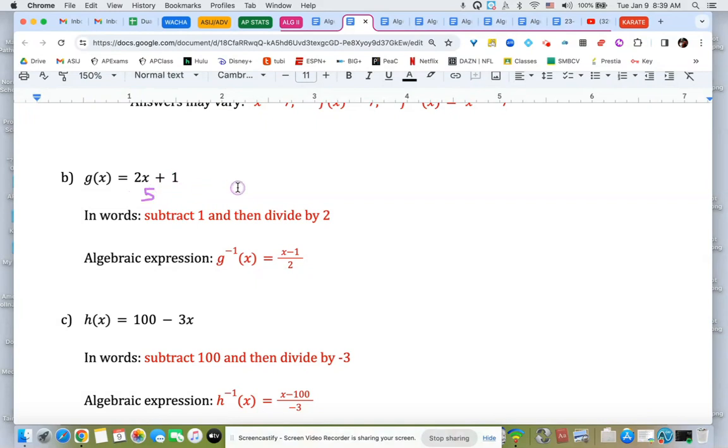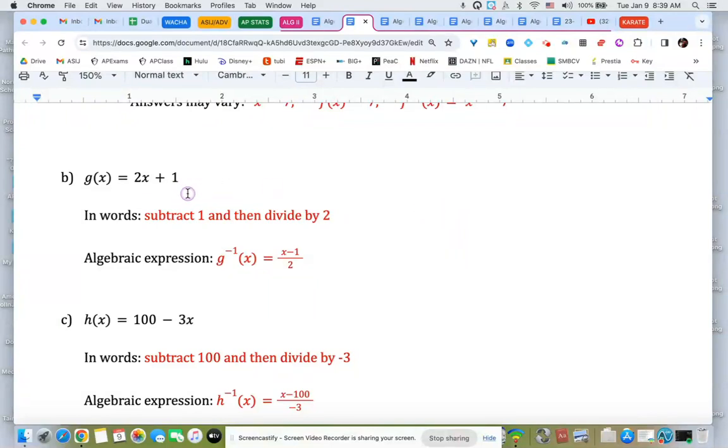10 plus 1 is 11, right? 11. If I want to undo that, I have to subtract 1, right? Subtract 1 to get to 10. And then I have to divide by 2 to get back to my 5. So I'm just undoing things.